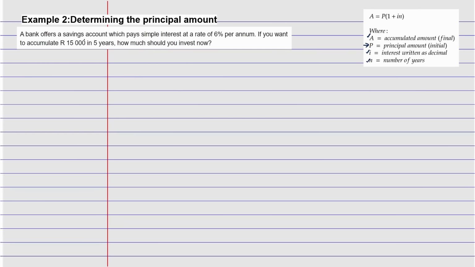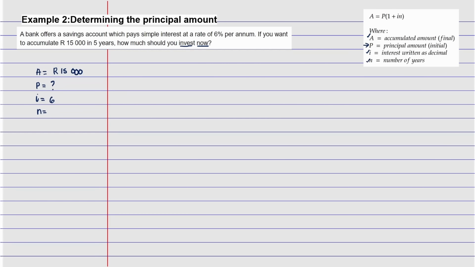We're looking for the principal amount, right? It says a bank offers a savings account which pays a simple interest at the rate of 6% per annum. If you want to accumulate 15,000 in 5 years, how much would you have to invest? So we know we have A, we have P, we have I, then we have N. They gave us the accumulated amount, which is 15,000. We're looking for the principal amount because that's the amount of money that we need to invest now.